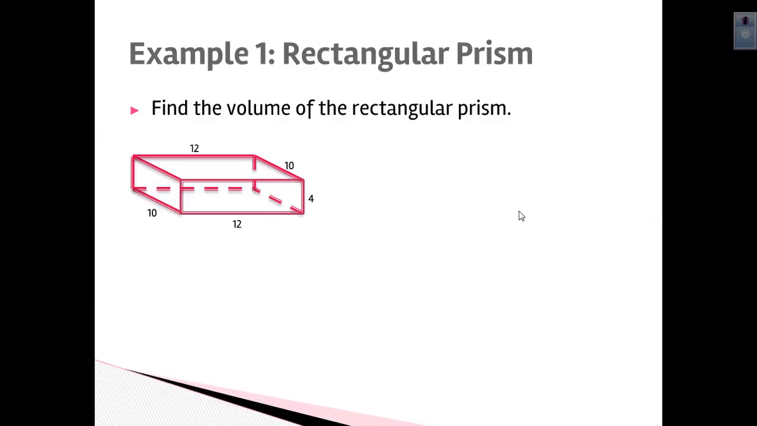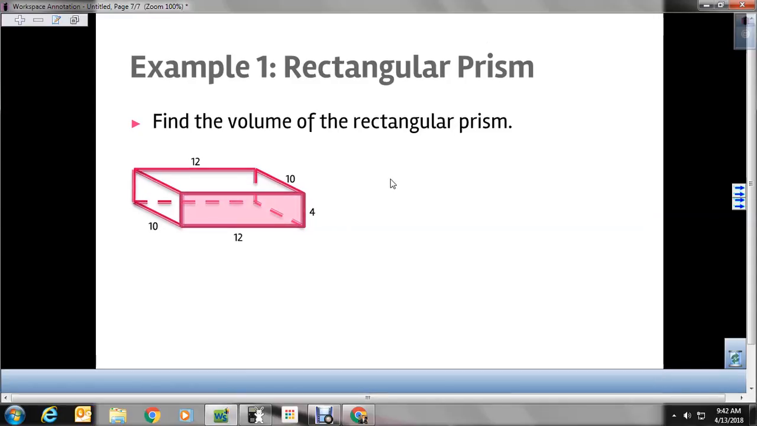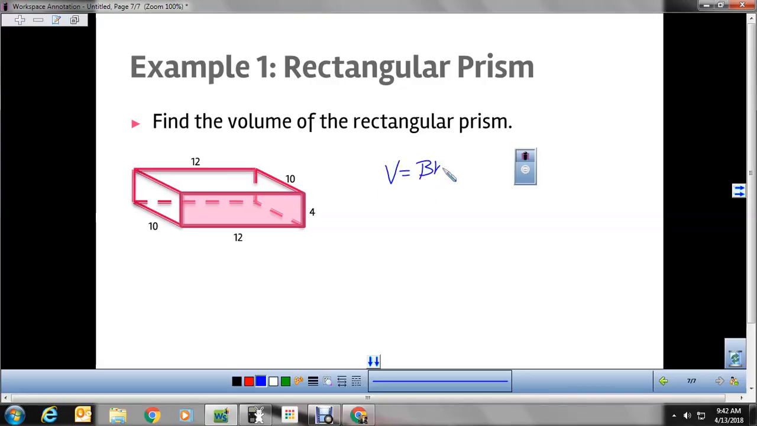Okay, so take a look at this first one here. Now the first thing you have to do in a rectangular prism is to choose your base. So we're going to choose the end here. We're going to write down our formula. Volume is equal to area of the base times the height. Area of the base, in this case, we're going to have 12 times 4, base times height. So 12 times 4, and the height is going to be 10.